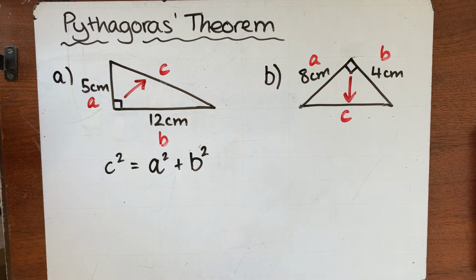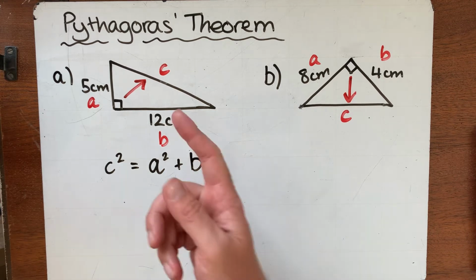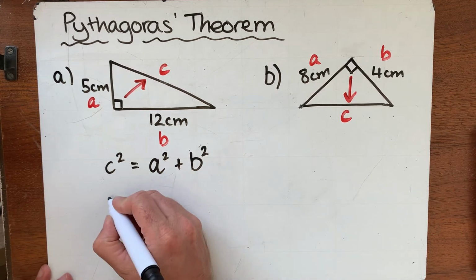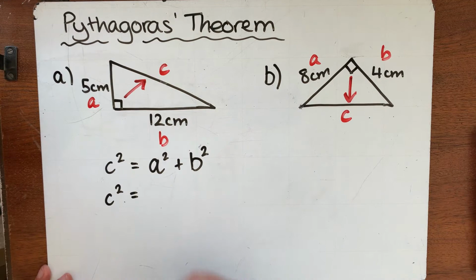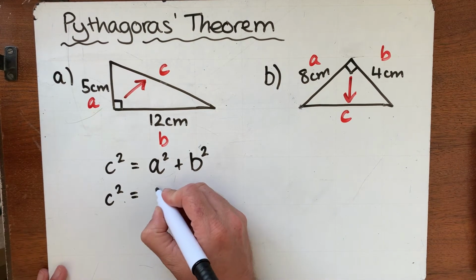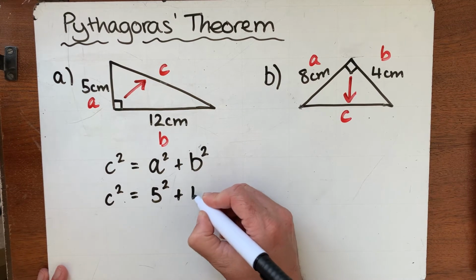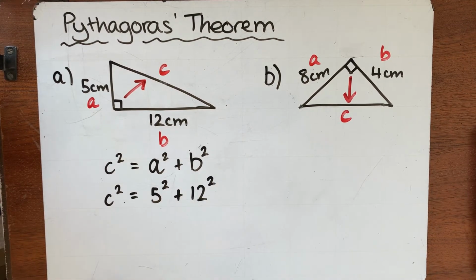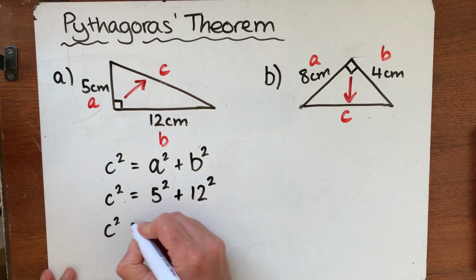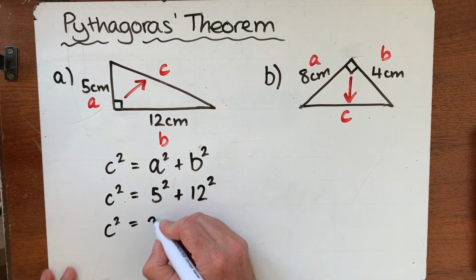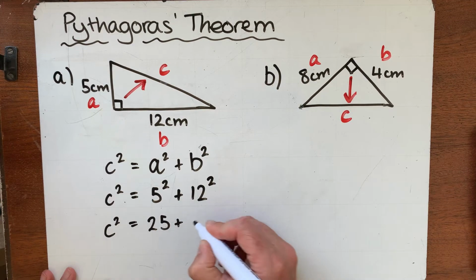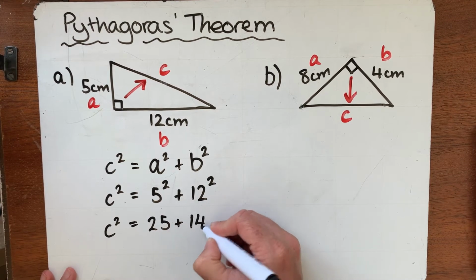Okay, next thing we have to do is we're going to substitute in what we know about these triangles. C is just called C, so we're just going to leave that as C squared. A in this case is 5, so it's going to become 5 squared, and B is 12, so it's going to become 12 squared. And now we've got some squaring to do, so we're actually going to go ahead and square 5, which is 25. And we're going to square 12, which is 144.